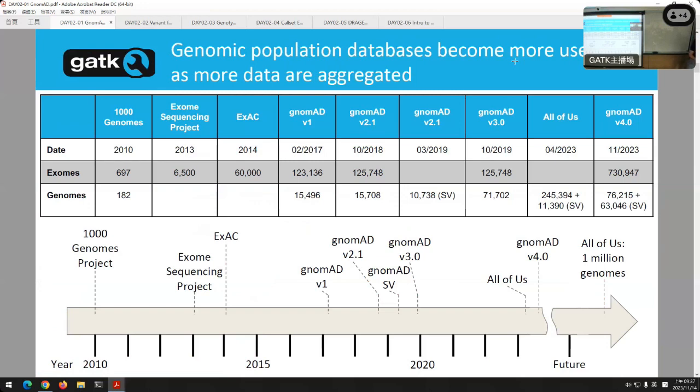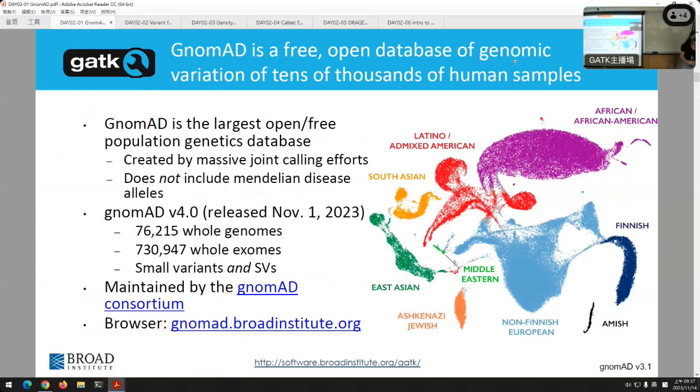So earlier this year, both the All of Us research program and gnomAD released new versions of their call sets. And All of Us is now at almost 250,000 genomes with structural variant calls on about 10,000 of those. And gnomAD, well, we'll get to that here. gnomAD v4.0 was released actually earlier this month on November 1st, and now has over 76,000 whole genomes and over 730,000 whole exomes with both small variants, so SNPs and indels, and structural variant calls on those.